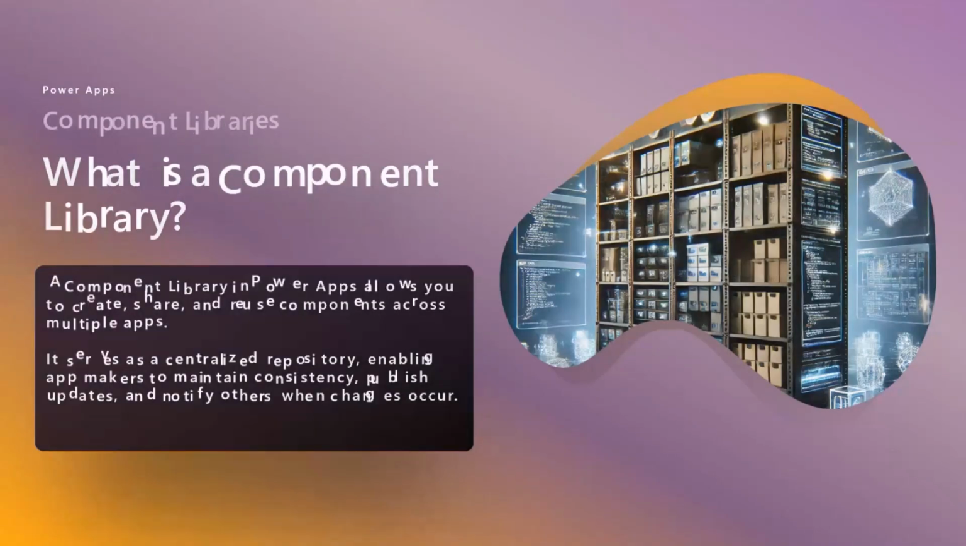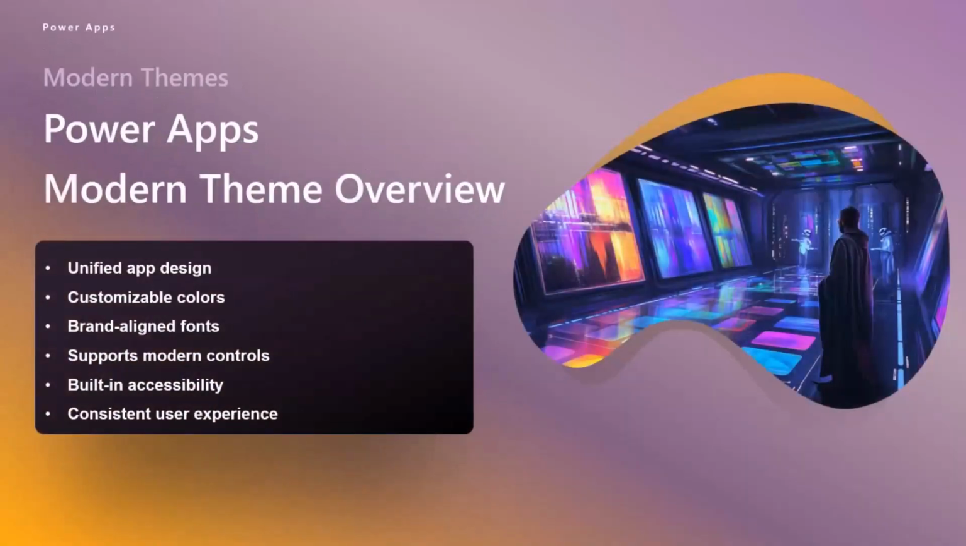All right, so now, what about modern themes? Well, these new modern themes, they do a few things, right? They're going to be providing unified app design. You've got customizable colors. We'll see an exact example of that today. So you can choose fonts. They support modern controls. You've got accessibility. And most of all, consistent user experience, right? And that's where combining it with a component within a component library becomes so powerful. And we'll see an example of that today.